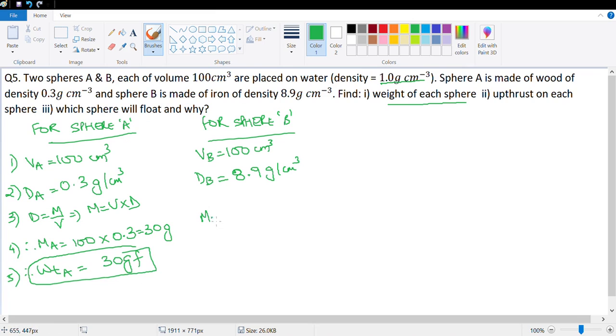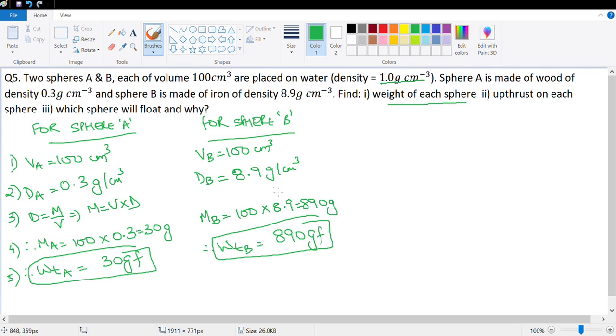Similarly, let's calculate the mass of B. Mass of B would be equal to volume multiplied with density, which means 890 gram. Therefore, weight of B would be equal to 890 gram force. You can figure out how much difference density makes. Volume is the same. Object A weighs 30 gram force, object B weighs 890, almost 30 times that. So we've calculated the weight of each sphere. Now the upthrust on each sphere.